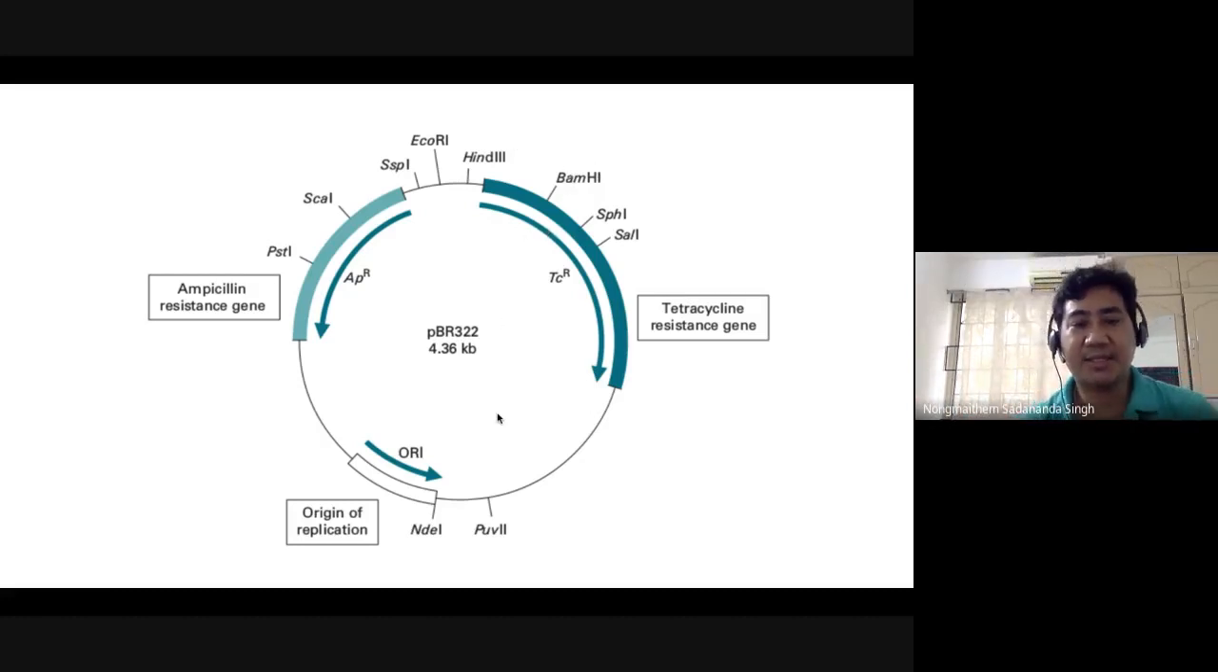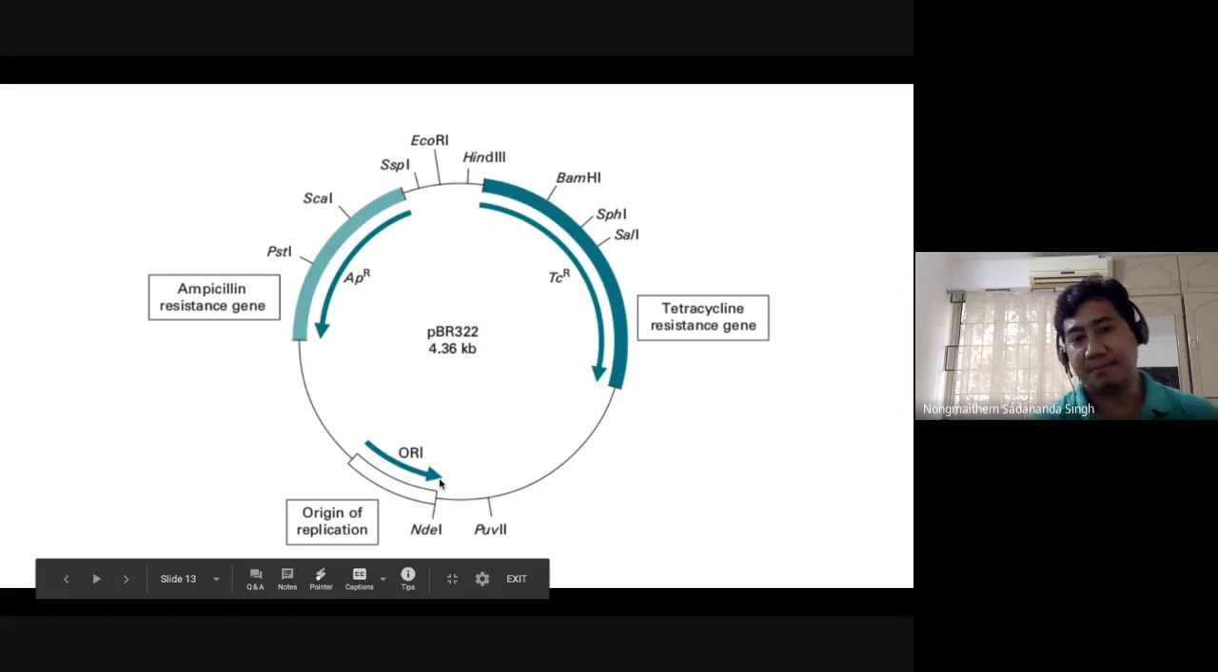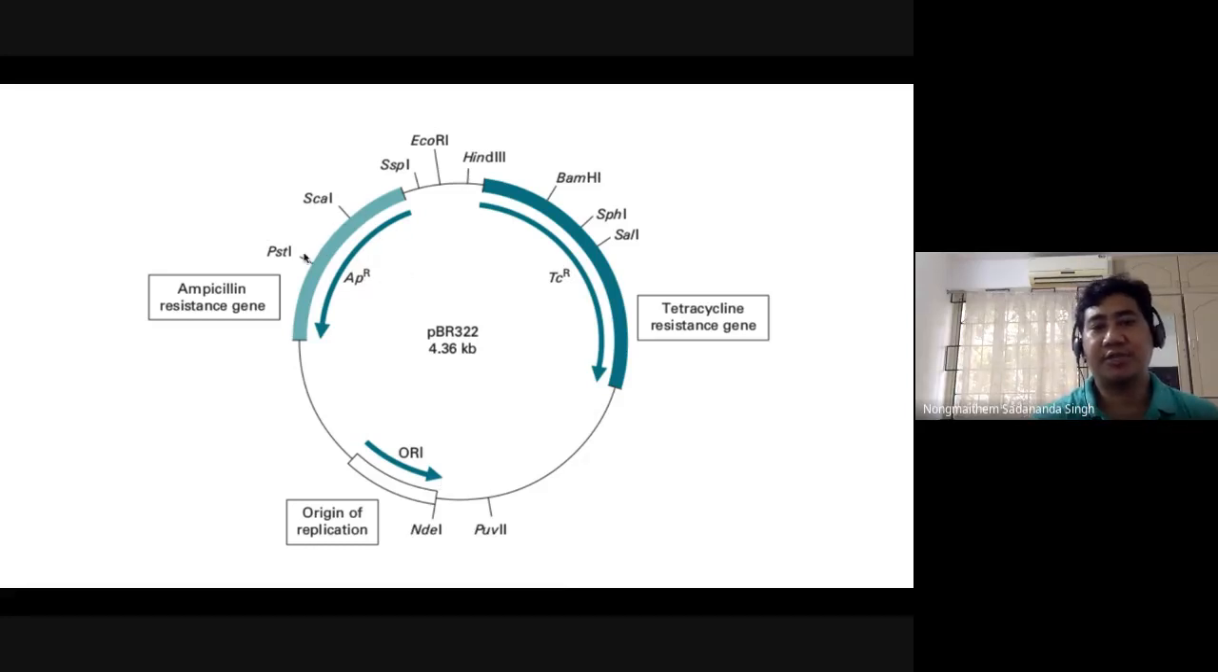So basically, in a vector, the basic premise of utilization is that an origin of replication is a must. Okay, and for our convenience, you will need to have a selectable marker. Selectable marker, it can be ampicillin or whatever you can select for. And you need to have a cloning site or multiple cloning site that we talk about.